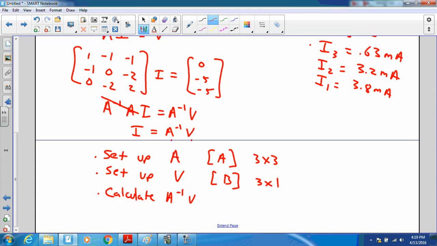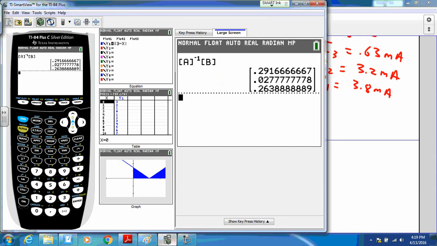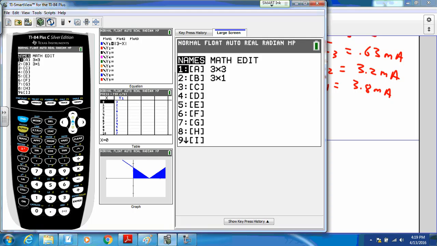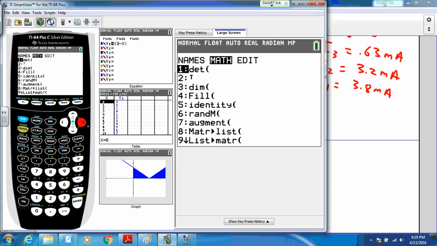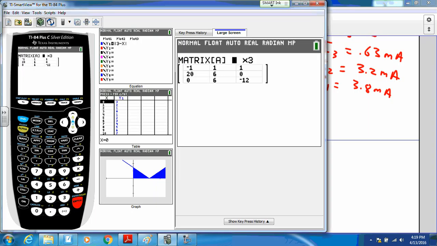A inverse times V. So, just to remind you of how all that goes, we hit matrix, find matrix, there we go. And we're going to edit matrix A and turn that into our coefficient matrix. And we're going to make sure that it has the right dimensions, which are 3 by 3 in this case. And we're going to pull these coefficients here from our problem. You notice I've got a bunch of junk from a previous problem that we did. I'm going to ignore that junk and just enter my coefficients.